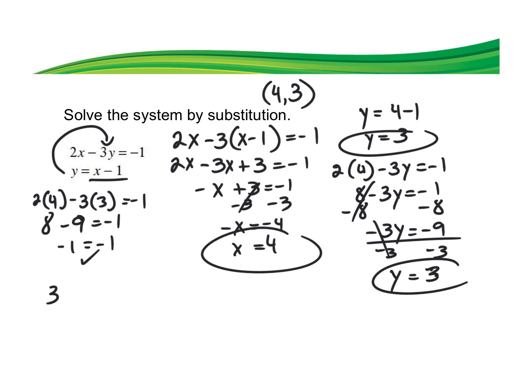For the second, I do 3 equals 4 minus 1. So I get 3 is equal to 3, which works for the second equation as well. So we know we did a good job.